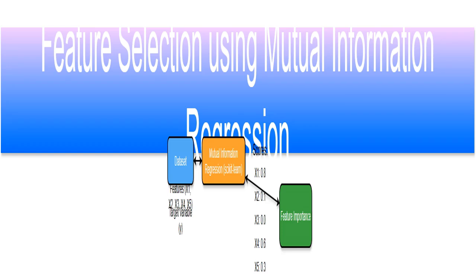I'm using a technique called mutual info regression to pick the best features for prediction. It's like a detective searching for clues. The stronger the relationship, the more important the feature.